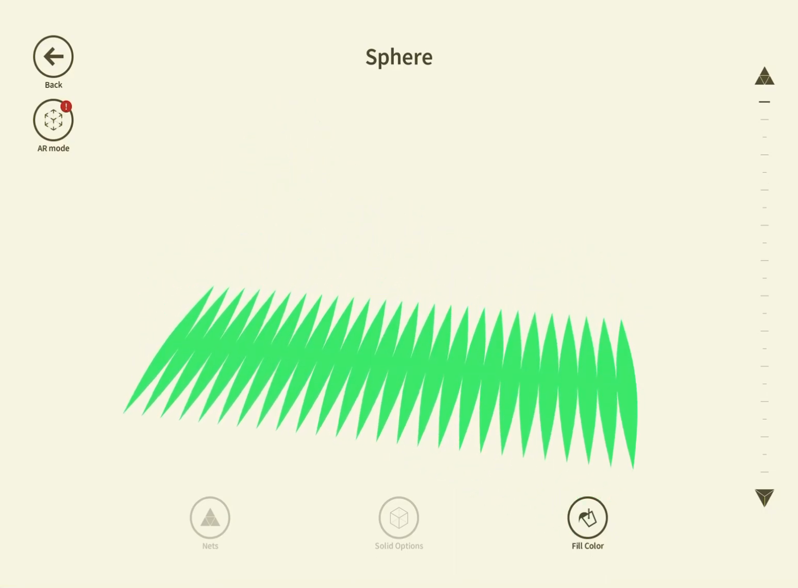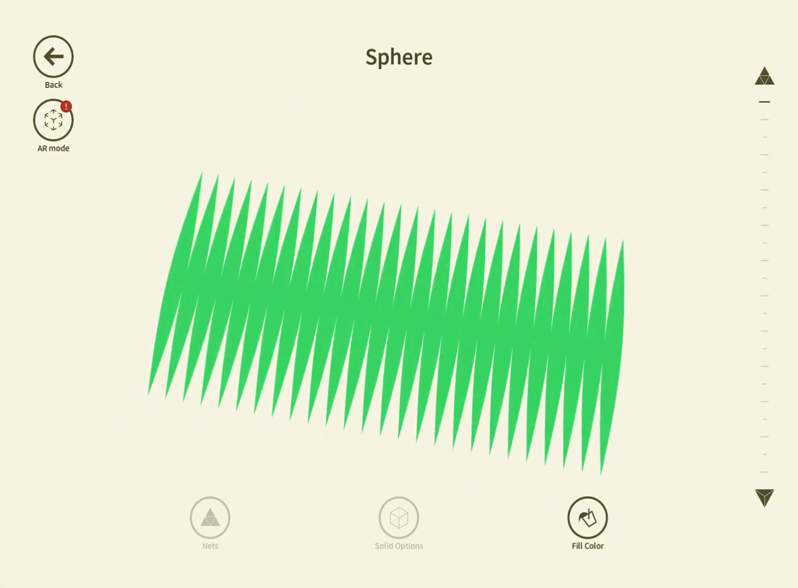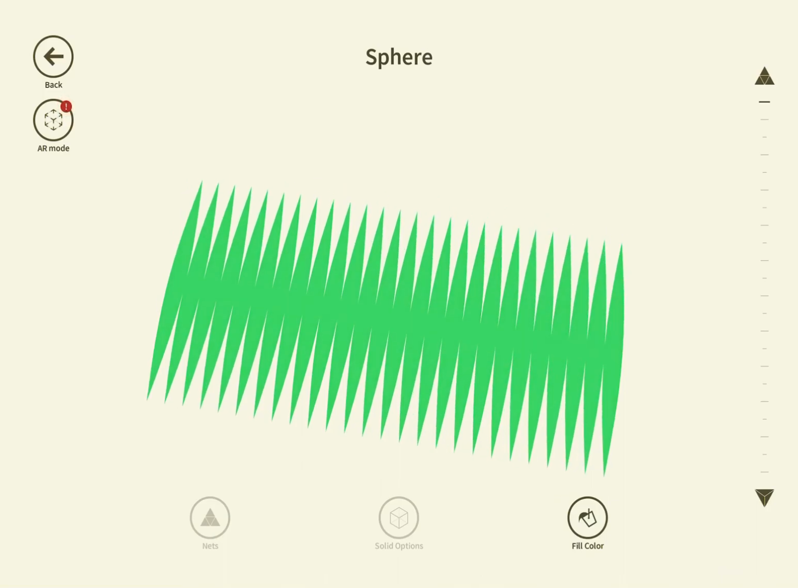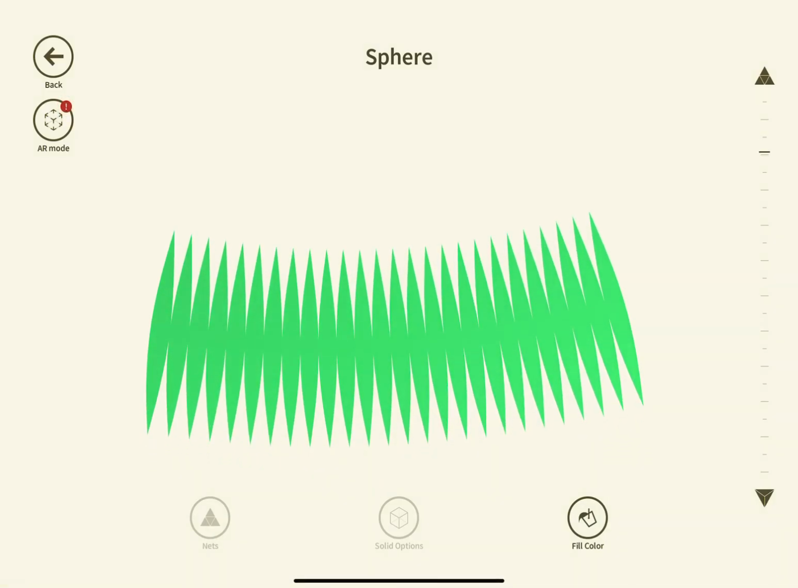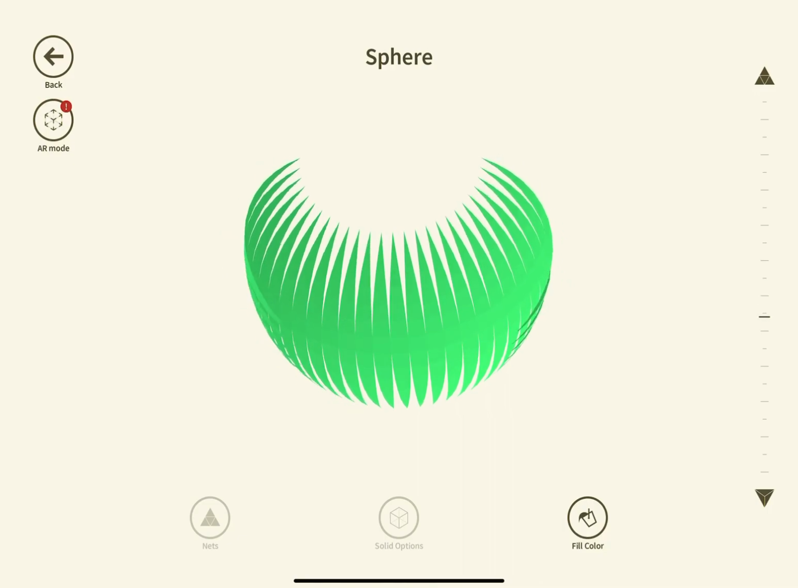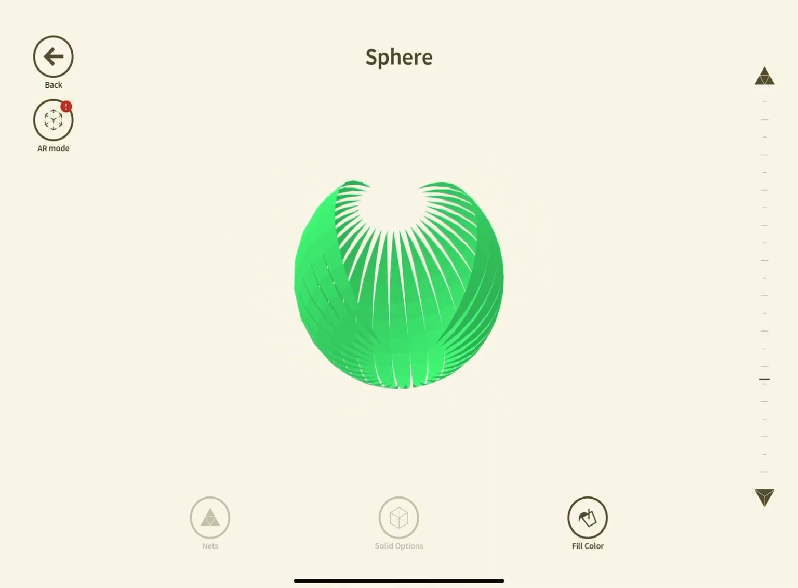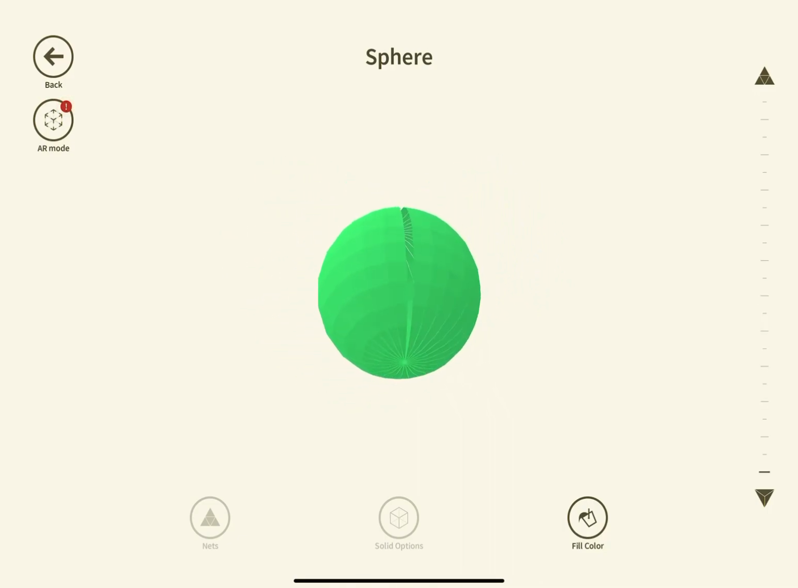right, there's the net for a sphere, right? Very, very difficult to cut and paste and make your own. And then I can see how it rolls up like that. And wow, how cool is that, eh? And then boom, there's the sphere. Okay, so that's our lesson on 3D shapes.